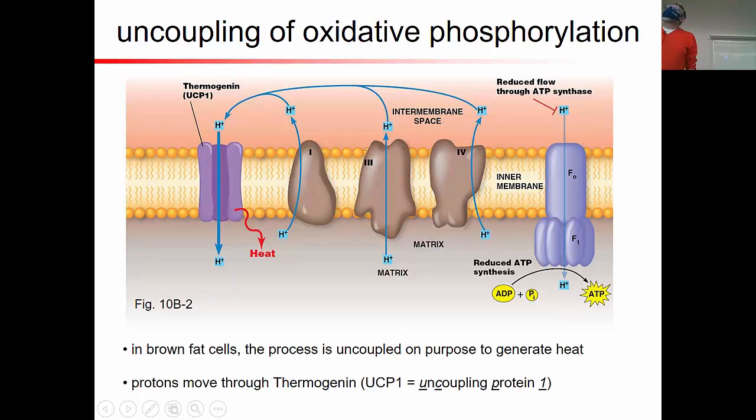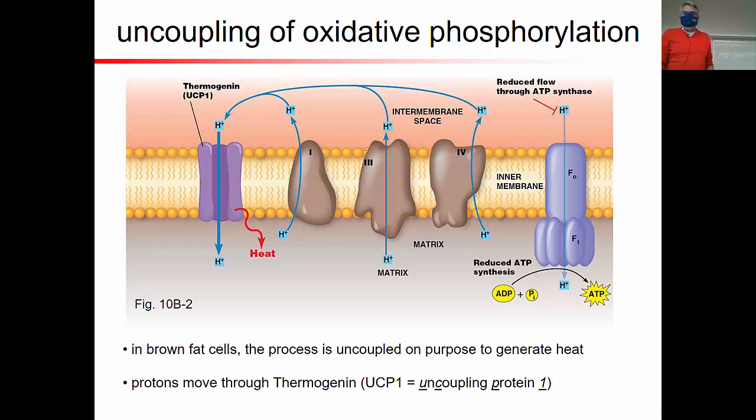There's another way that we get uncoupling, and this can be beneficial. If we look at infants, their organs are surrounded by something called brown fat. Who's heard of brown fat before? And what's the role of brown fat? Do we know? Does anyone remember? It generates heat. So it's a method of generating heat around the vital organs.